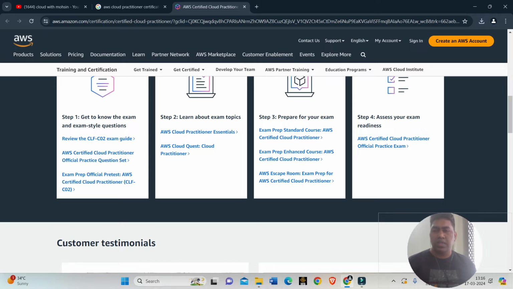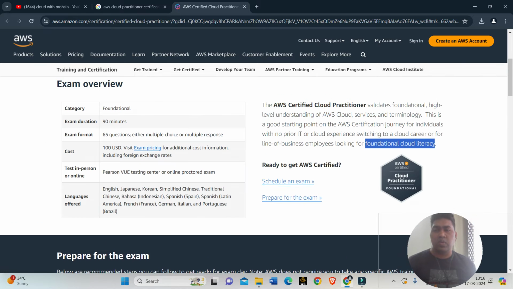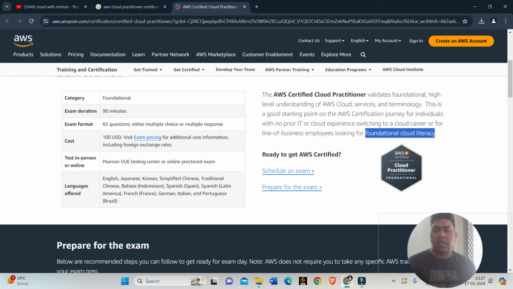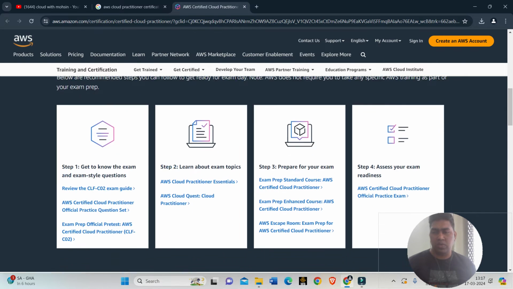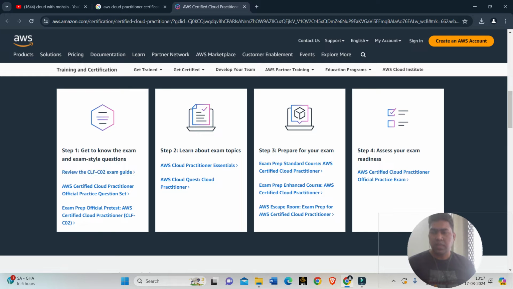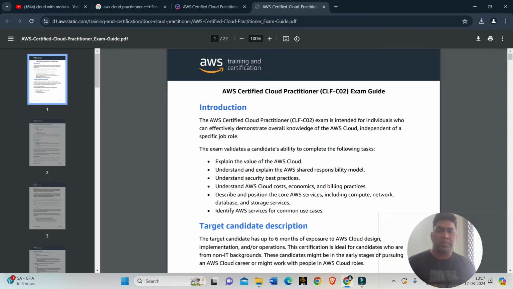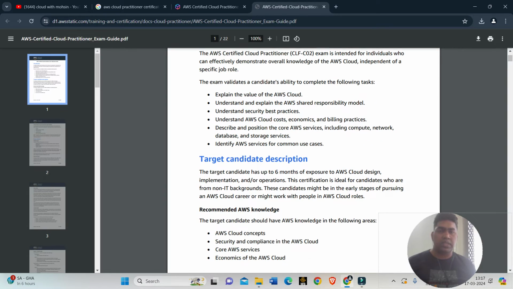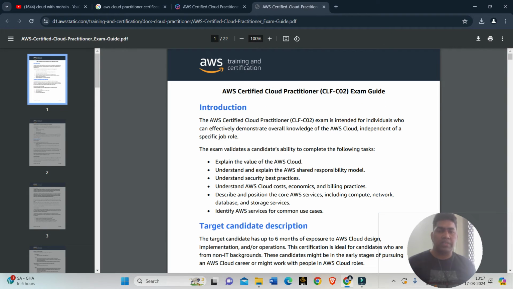So here in step one, that is get to know, we need to know what this exam is about and what style of questions are expected from this exam. As I mentioned earlier, CLF-C02 is the exam code for the Cloud Practitioner exam. Okay, so no need to be confused here. Let me click on this link, and as you can see, there's a PDF down there. This PDF has everything about this. So this is basically an exam guide.